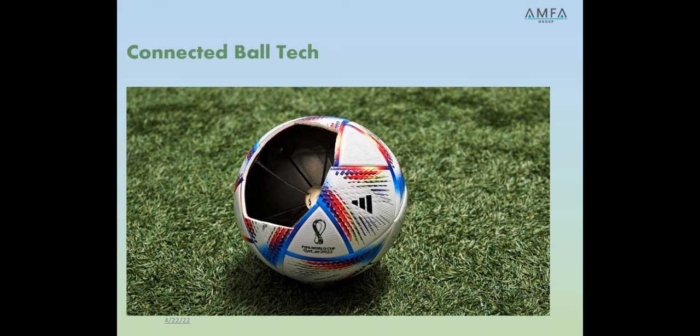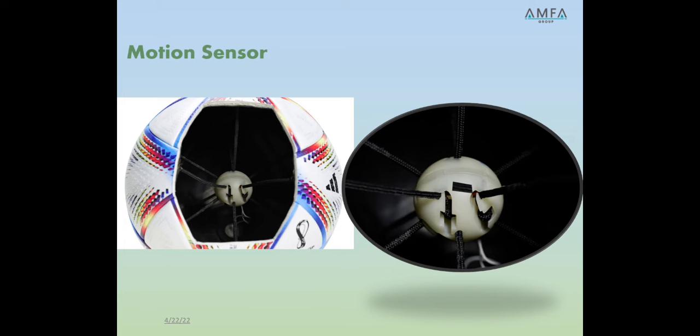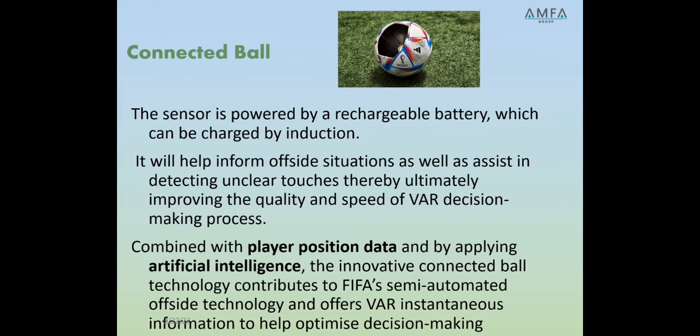So this is the cut section of the connected ball, the Al Rihla ball in the World Cup. We can see the sensor, which is called an IMU sensor, inertial measurement unit motion sensor. This can capture signals at 500 Hertz frequency. That means 500 per second is the frequency of the sensor's motion capture. And this is the inner detail of the sensor inside the ball.